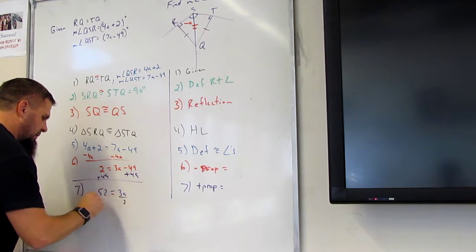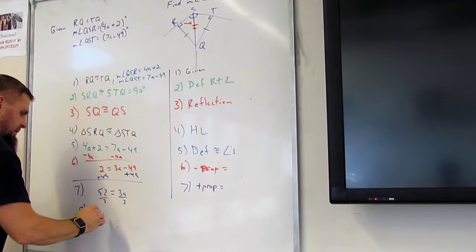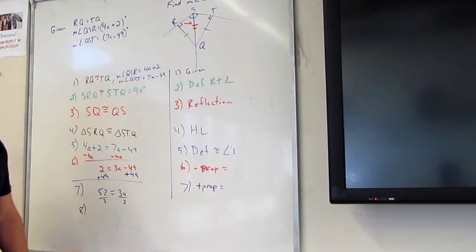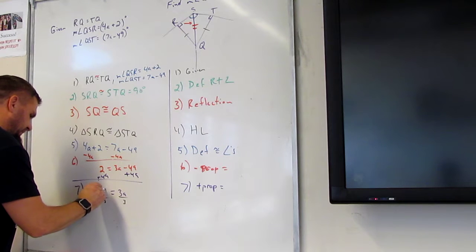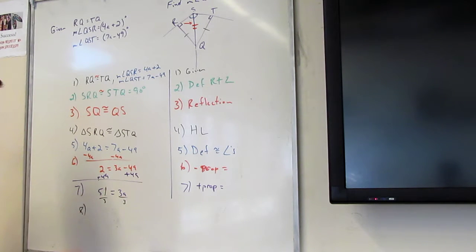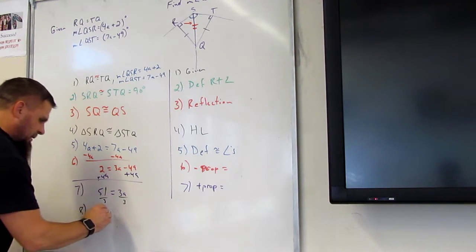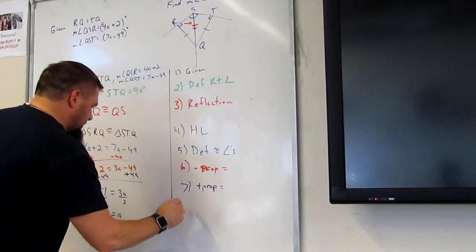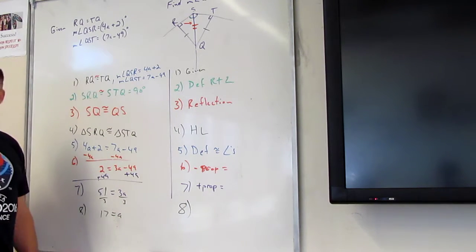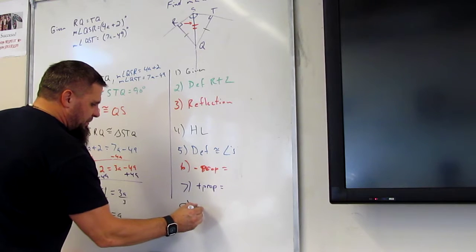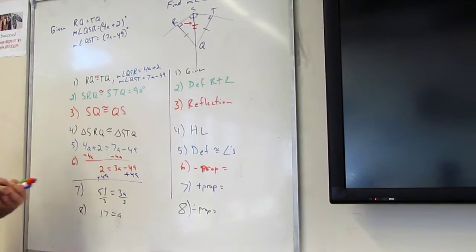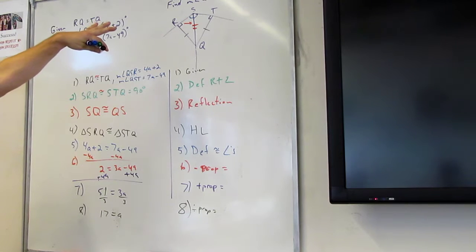Then, so what is 51 divided by 3? Wait a minute, 52. Isn't that 51? Sorry, that's 51. So 21 is 7. So that would be 17. Right? Is equal to A. And what's that called? Division property of equality. And then we find the QST.